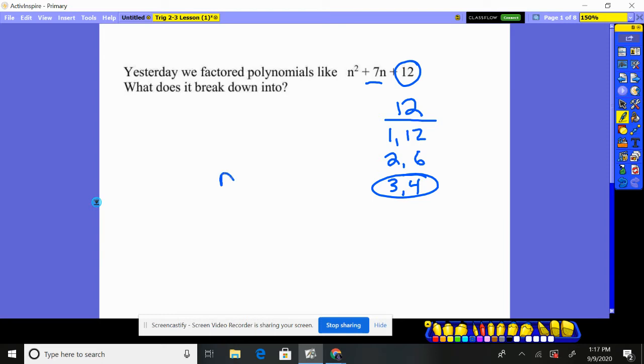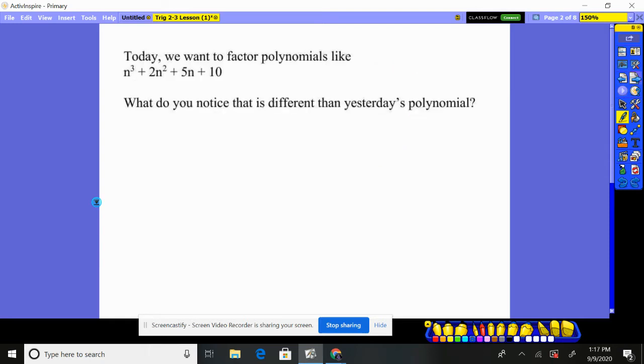So we realized this broke down to n plus 3 times n plus 4. That trinomial factored down into the product of two binomials, which in this case was n plus 3 times n plus 4. That's what we did yesterday.